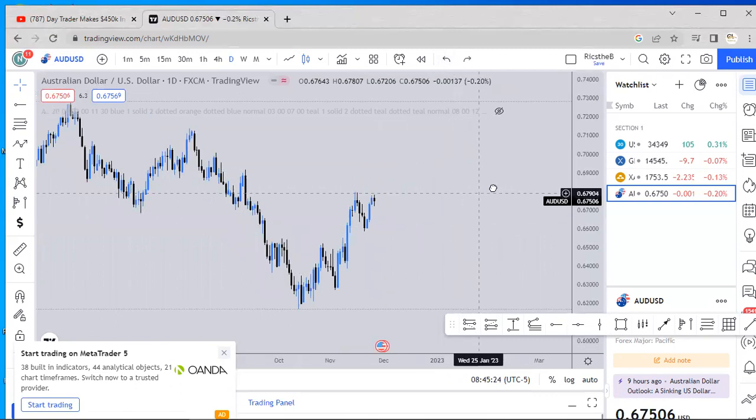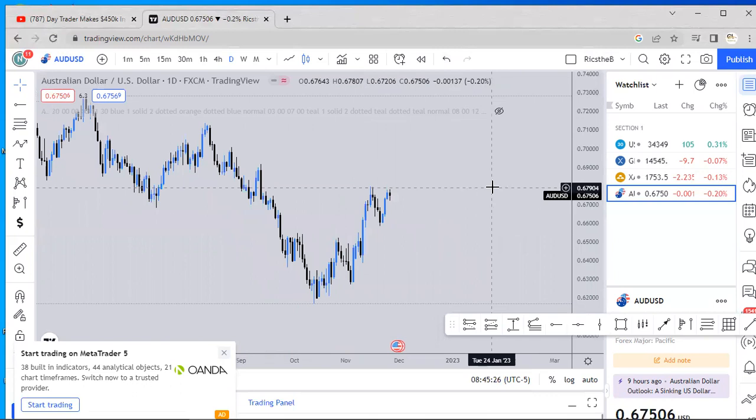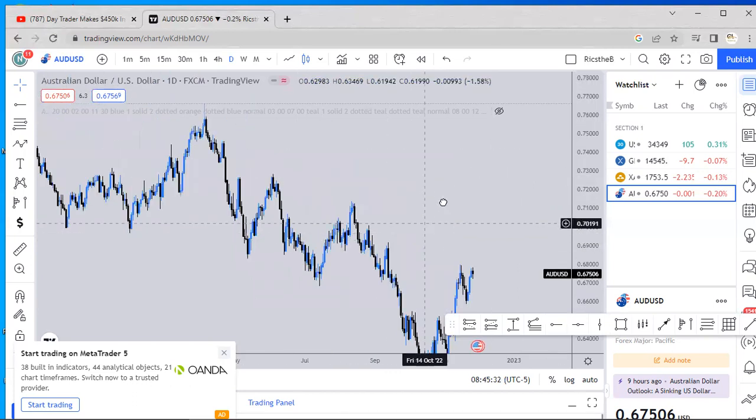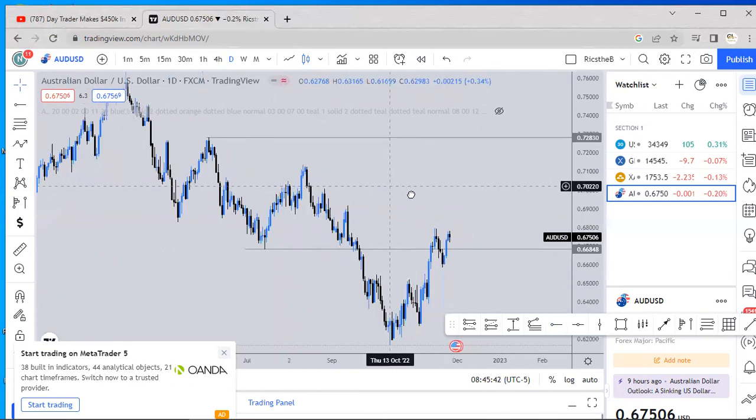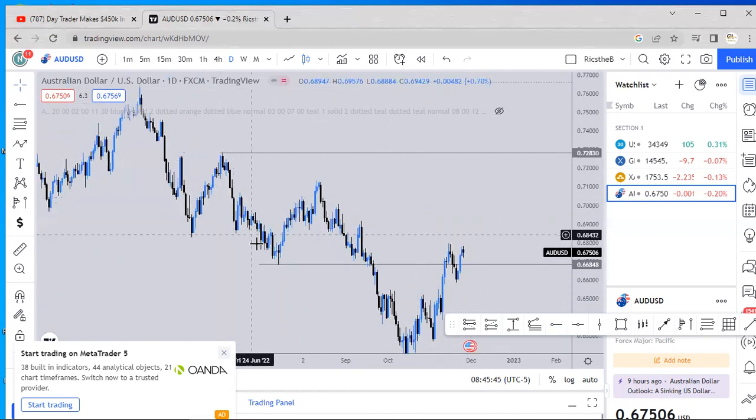Let's get into the charts. Let's see if we can identify that. If you look closely, we have this area here where this is a range, and this right here is also a range. So on this range, this is where we have our entire range.